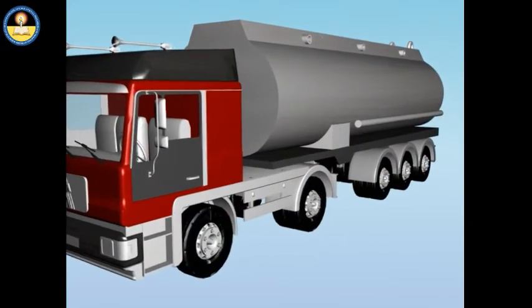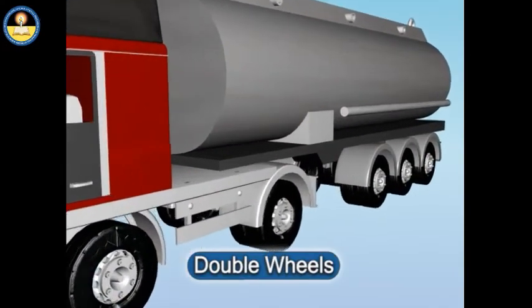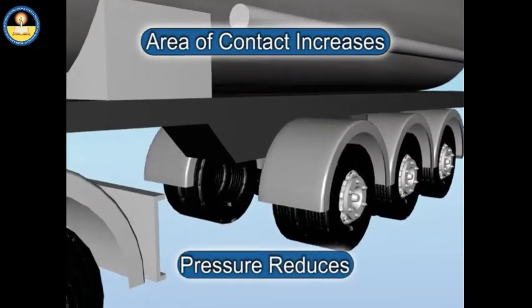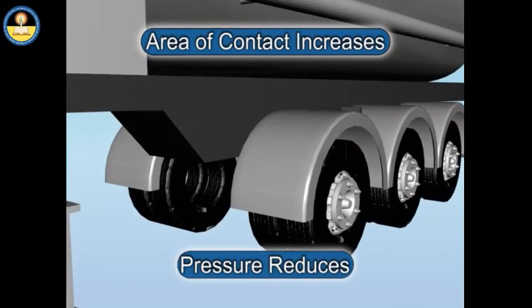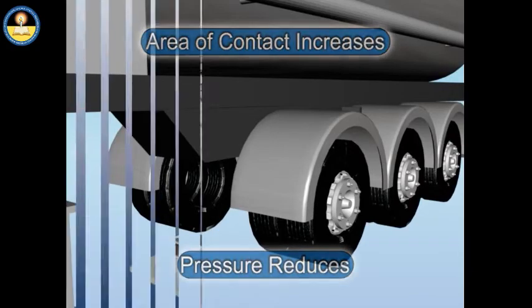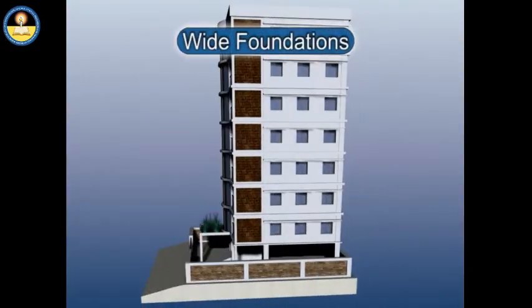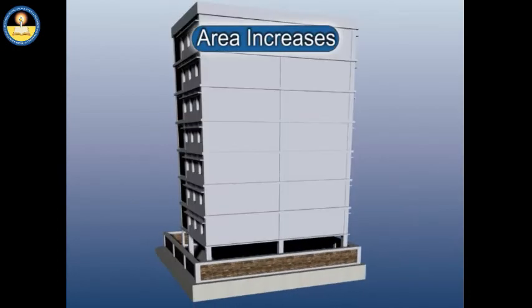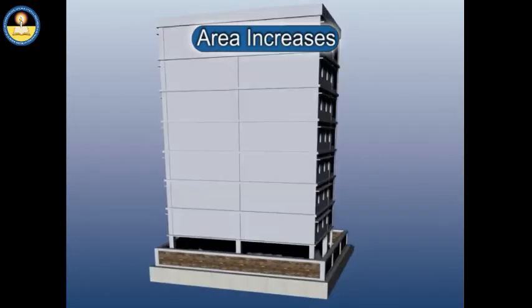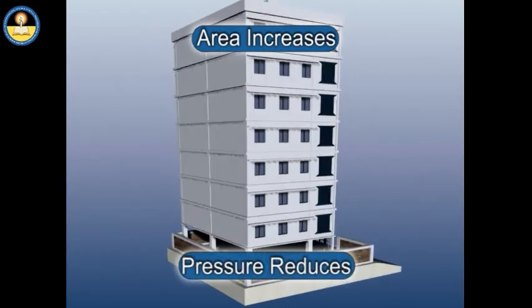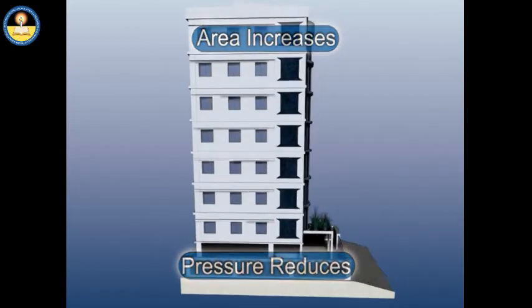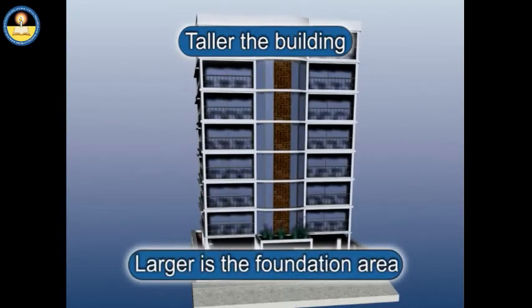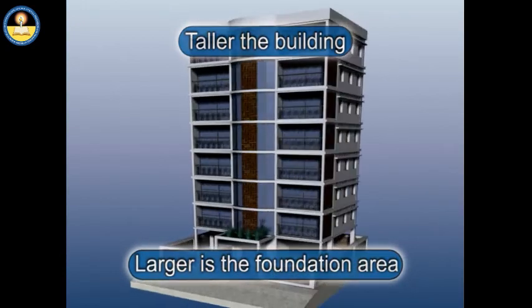Similarly, double wheels are provided in heavy vehicles to increase the area of contact and thereby reduce the pressure. Large buildings have wide foundations. This is again to increase the area and thereby reduce the pressure. Also, the taller the building, the larger is the foundation area.